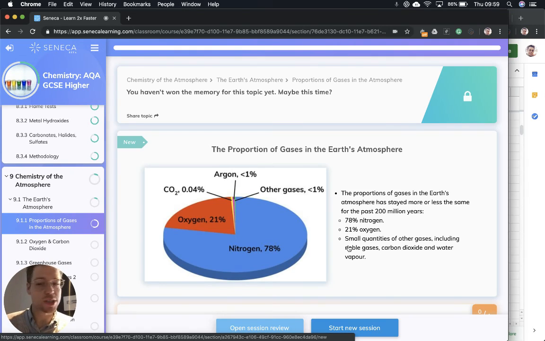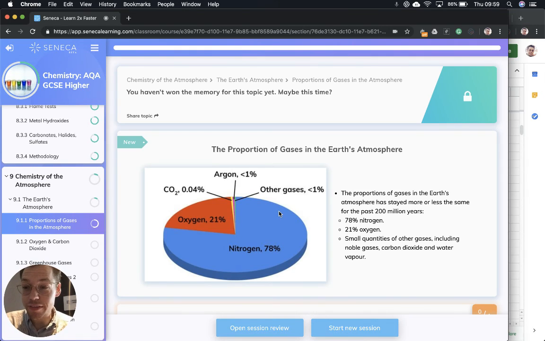Okay, get gassed because today we're talking about the proportion of gases in the Earth's atmosphere. Something you're going to come across every day. You're sitting surrounded by these gases right now, so why not learn a little bit about them?